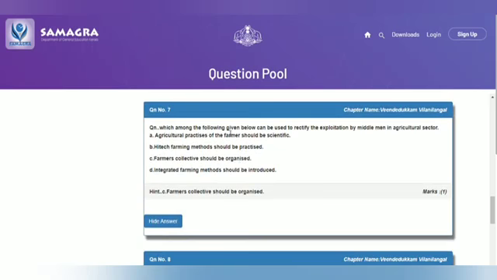Seventh question, which among the following can be used to rectify the exploitation by middlemen in the agriculture sector? That is C. Farmers' collective should be organized.